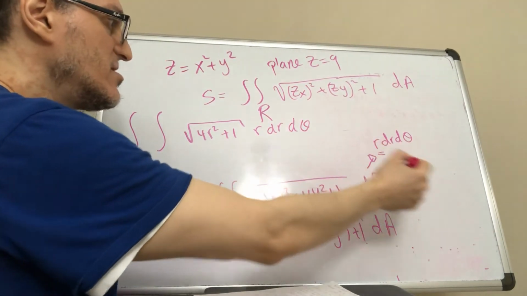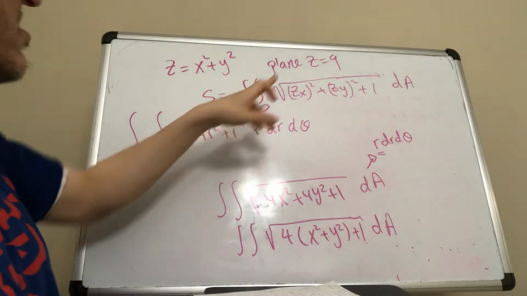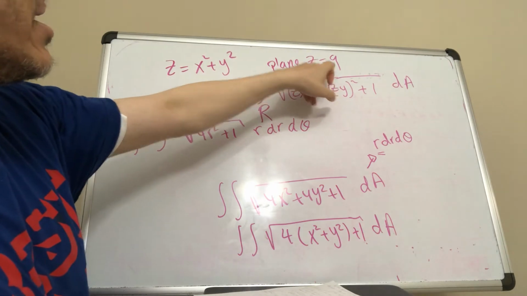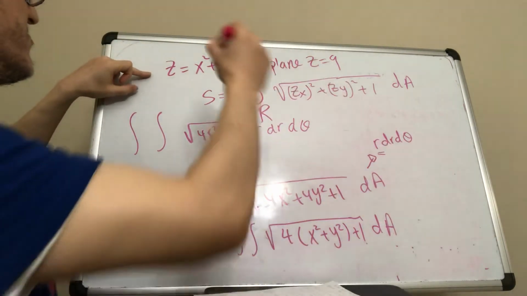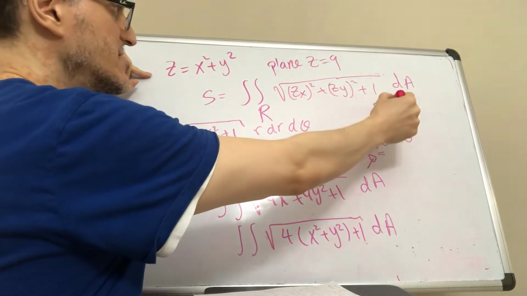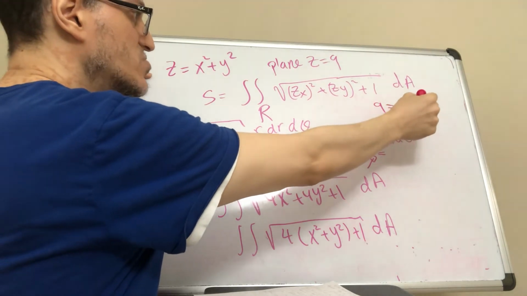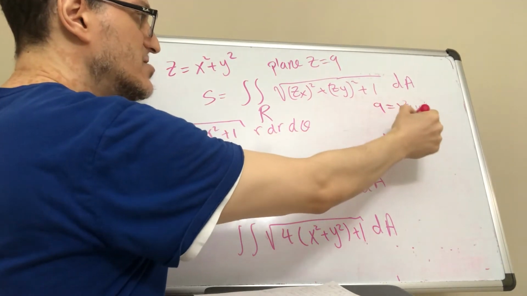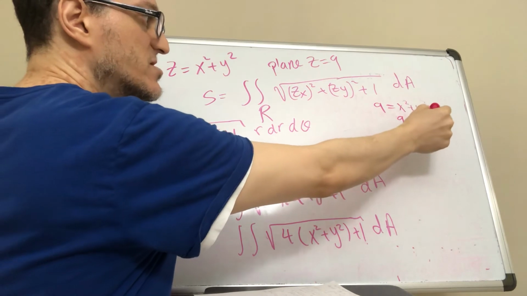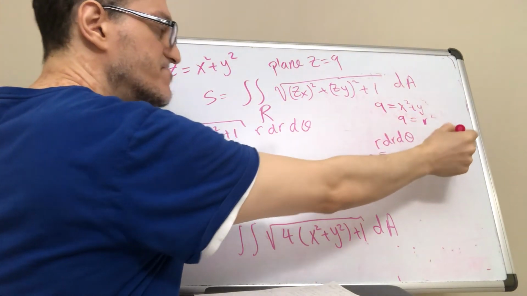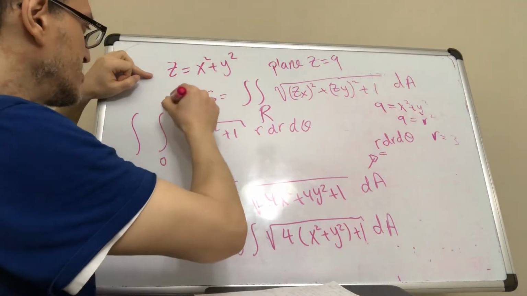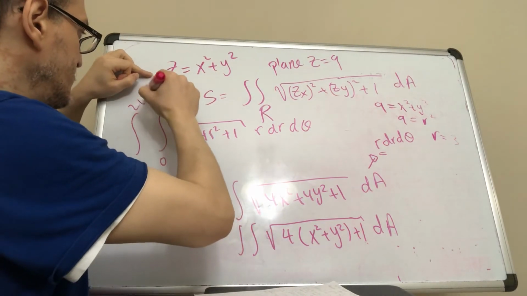We start with the limits for r. Since z is 9, if I plug it here, then 9 equals x squared plus y squared. I know x squared plus y squared is r squared, then r is 3. So we go from 0 to 3, complete circle.